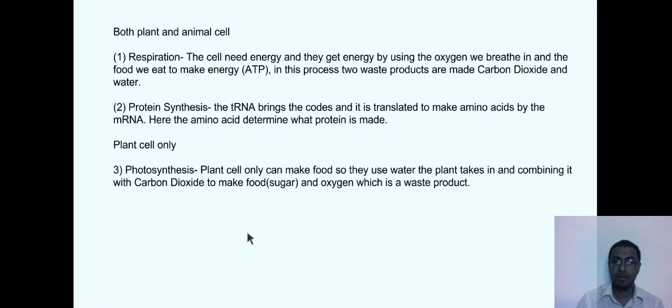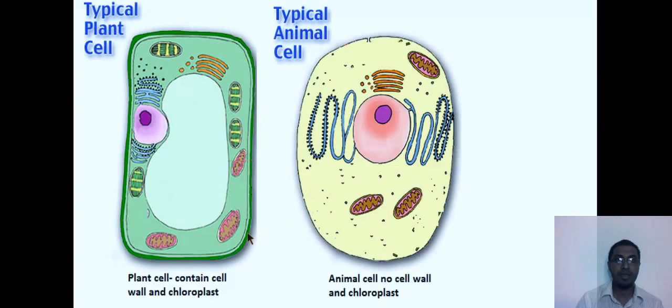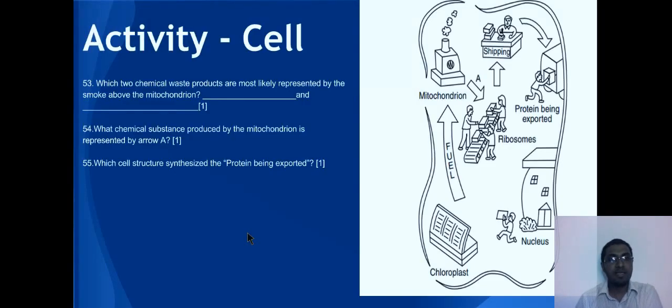Now let's look back at the question. They're asking us which two chemical waste products are mostly represented by the mitochondria. Again, as I mentioned, the mitochondria is respiration. If we recall the formula for respiration, it is oxygen plus food or sugar will give carbon dioxide and water, which are waste, and it provides energy, which is being used. So hence the waste products are carbon dioxide and water.